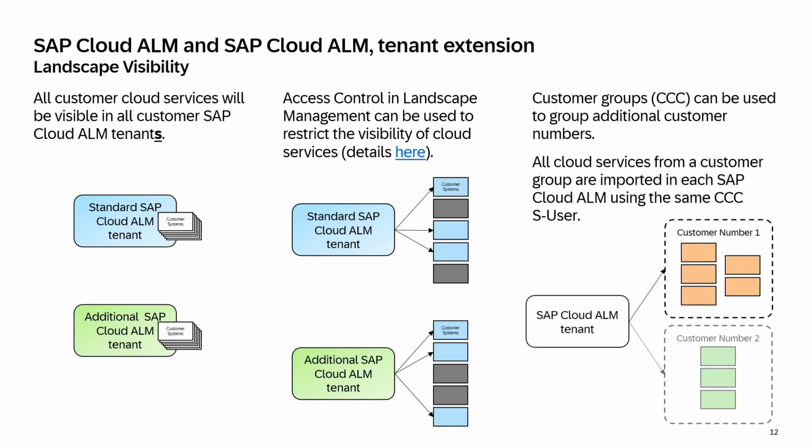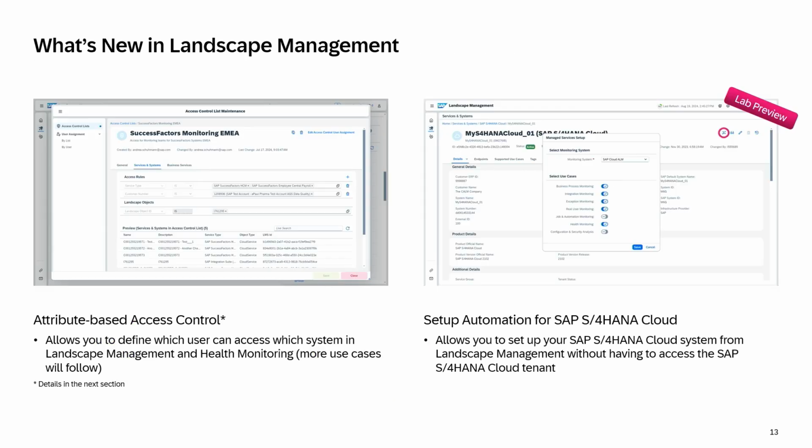And here again is the corporate group function where you can combine your customer numbers. Very quick, what's new? Attribute-based access control. As I said, we released this in July, and I will talk about this in the next section. What we are currently working on is setup automation for SAP S/4HANA Cloud. Right now, a manual setup is necessary, and we are working on automating this so that you can trigger this setup right out of landscape management.